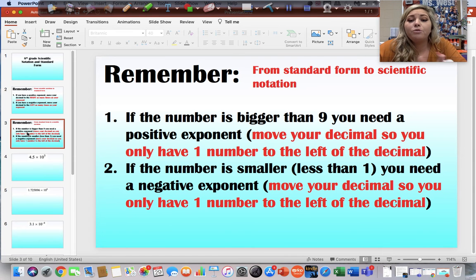When moving from standard form to scientific notation, if the number is bigger than 9, you need a positive exponent, and you move your decimal so that you only have one number to the left of the decimal. If the number is smaller or less than 1, you need a negative exponent, so you will move your decimal so you only have one number to the left of the decimal as well.